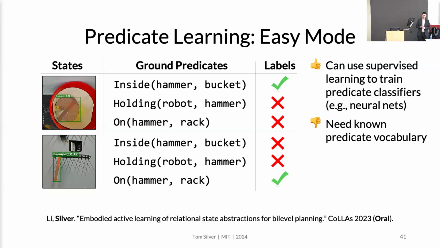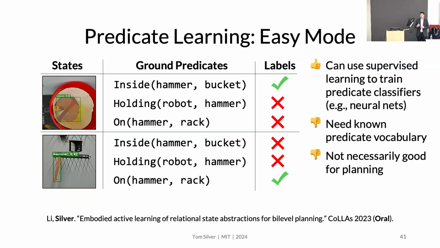The downside of this approach, though, is that we need to assume that whatever predicates are available to us in this data are going to be the ones that we ultimately want to use inside of bilevel planning. And we need to assume that those are known in this data. And in practice, these predicates that might, for example, correspond to natural language concepts may not be the ones that are most useful for efficient and effective planning. So naturally occurring data might not be what we want.